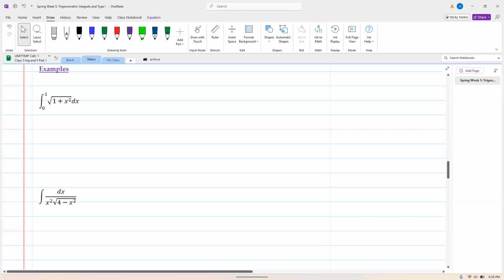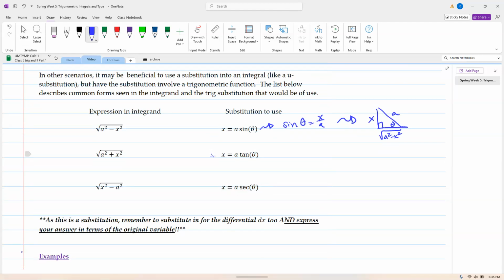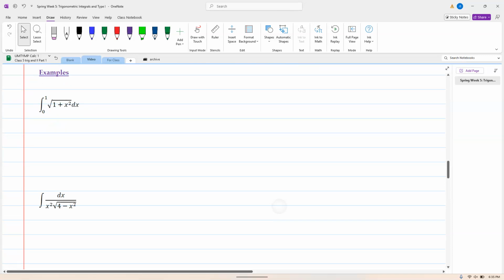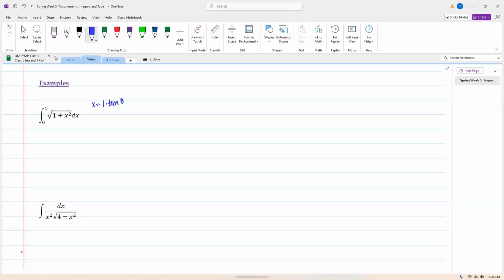All right, so first one, we have the square root of 1 plus x squared dx, and if I compare that to the pattern, that's going to be our tangent, right? So we're going to use our tangent substitution first. Okay, so I'm going to let x be equal to a, which is 1, times tangent of theta, and that means that for dx, I would substitute in secant squared of theta d theta. All right, I'll have to worry about the bounds too. I'll worry about those in just a moment. Let's do the integrand first.